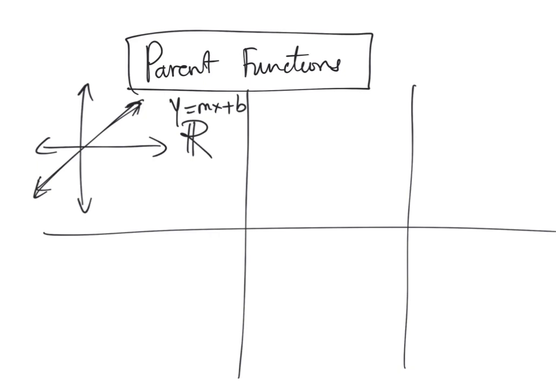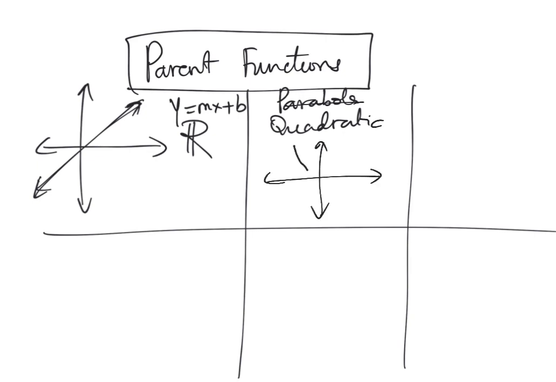Let's look at a few different types of functions. Then there's the parabola, or let's call it the quadratic function. If you have the quadratic function, which is a parabola, you have something like that. That's the parent function, and this is just a sketch. So that's y is equal to x squared.